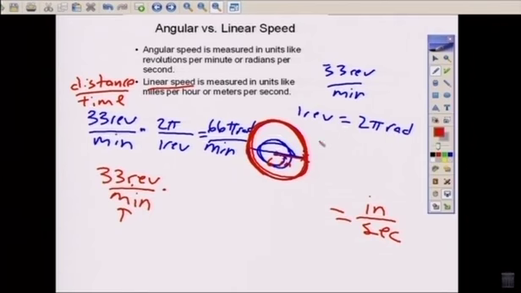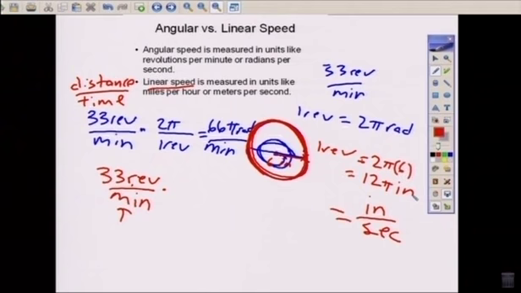I know that one revolution is 2 pi radians. It's also equivalent, in this particular case, to the circumference, which would be 2 pi times 6, which would be 12 pi inches.